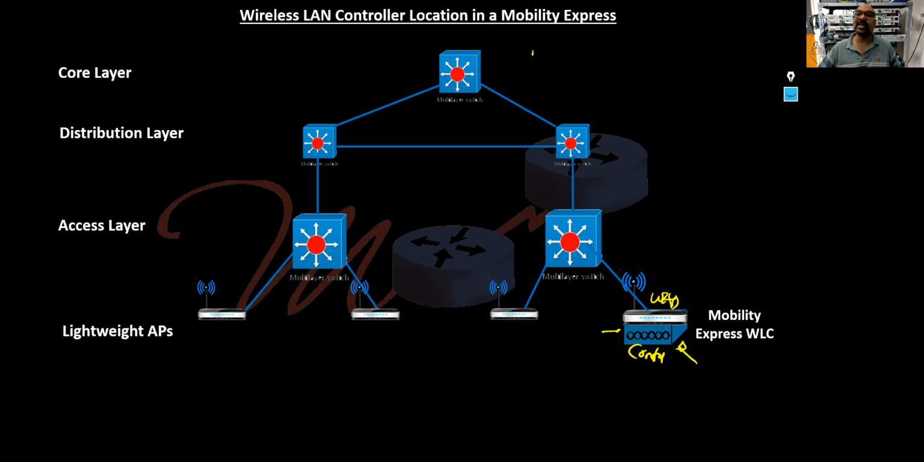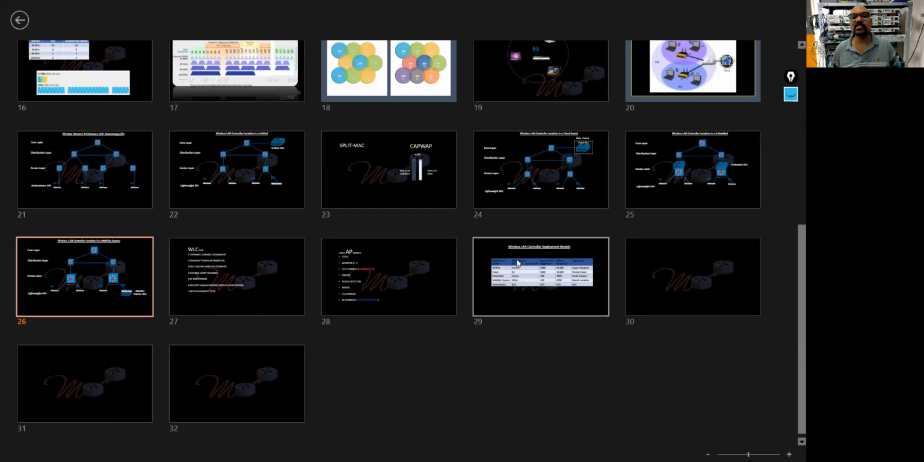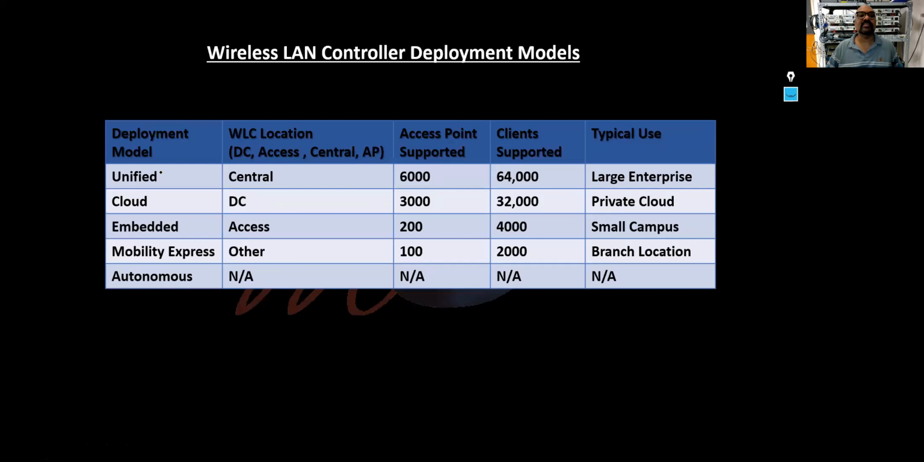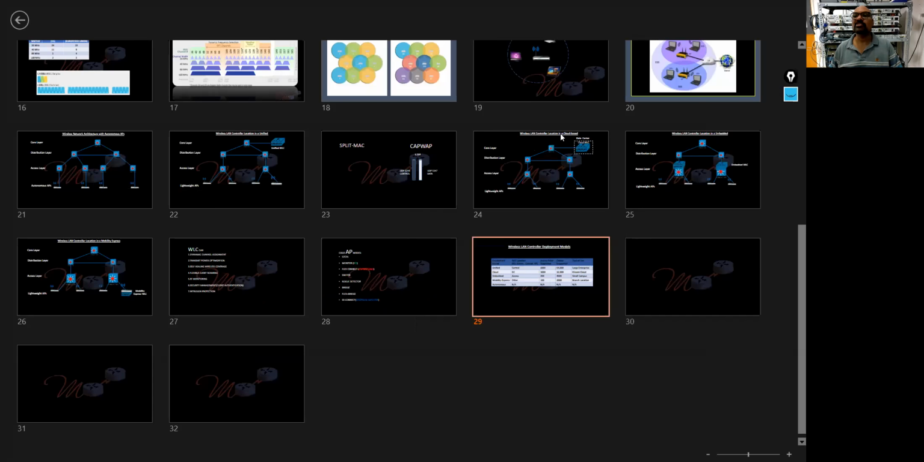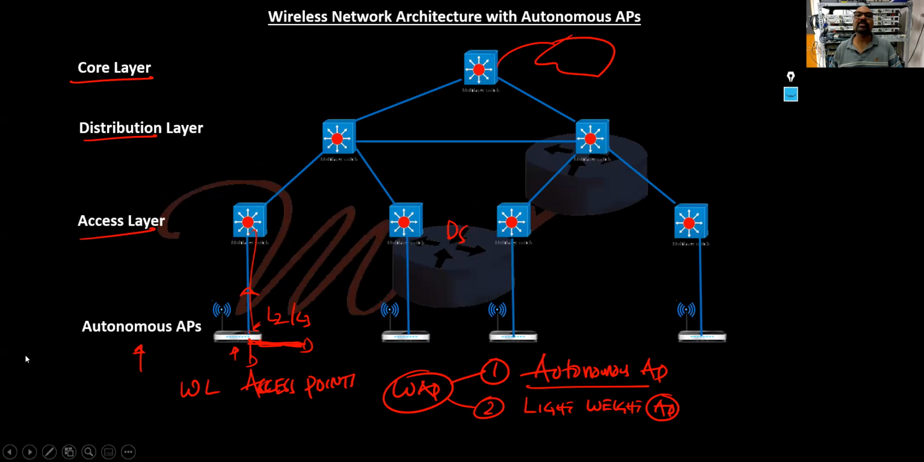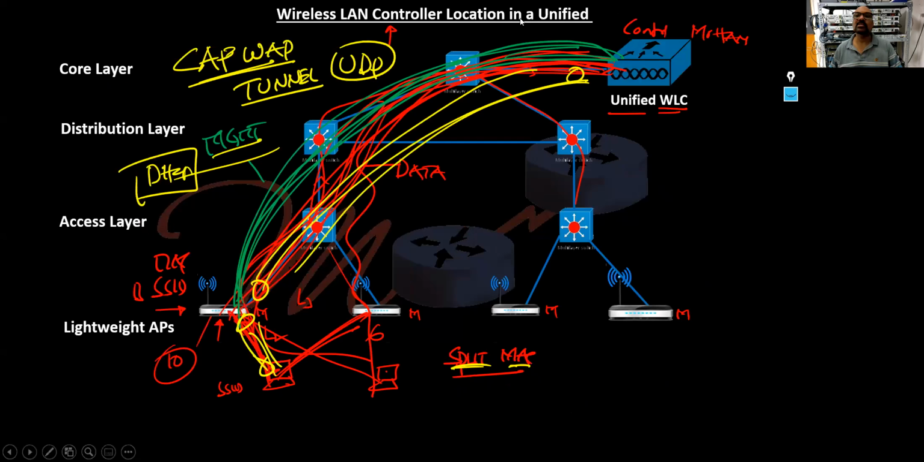Right? Mobility Express. It is a combination. It acts like an access point as well as a controller also. It can control them. And you will be surprised to see this. If it's a unified access point, which we are talking about, the unified access point in the center location, the first one which I explained, this is autonomous.